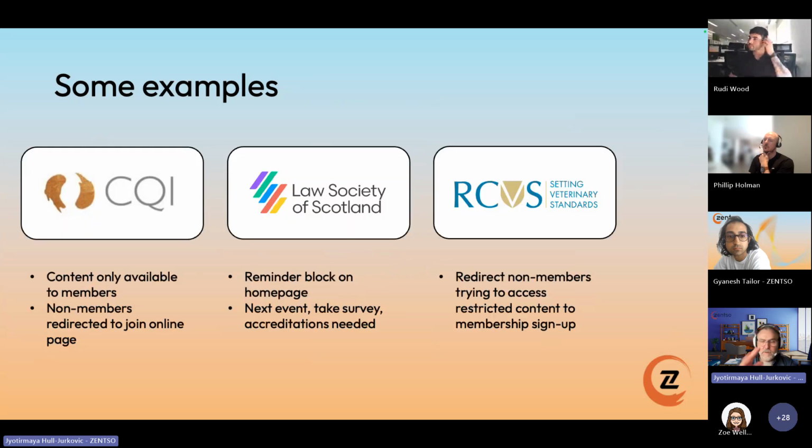So let's just take some practical examples of simplicity. I'll talk about the middle one first, the Law Society of Scotland, with those 4 personas we defined. What we did with them is we just created a simple reminder block on the member homepage or the member portal. When they logged in, they got a reminder.